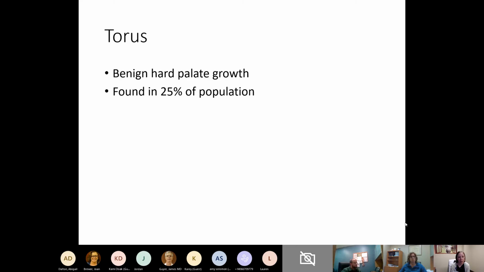All right, so this is what we call a torus. And it's totally harmless. It's a hard palate growth. It's just an extension of the bone. And actually a quarter of the population has it. So if you start looking for it, you'll really find it. People just don't realize that they're there. But sometimes they'll come in and want to know what it is. And you don't need to do anything for it. They're totally fine.